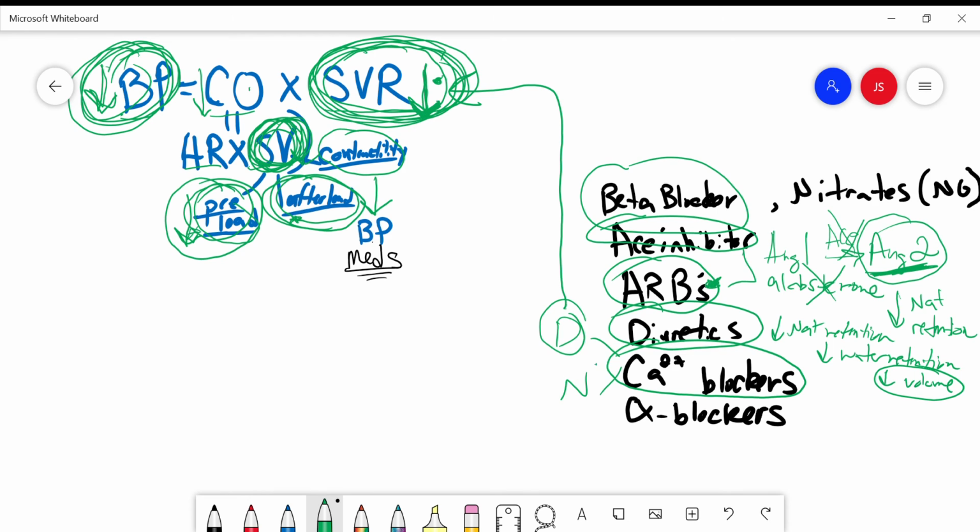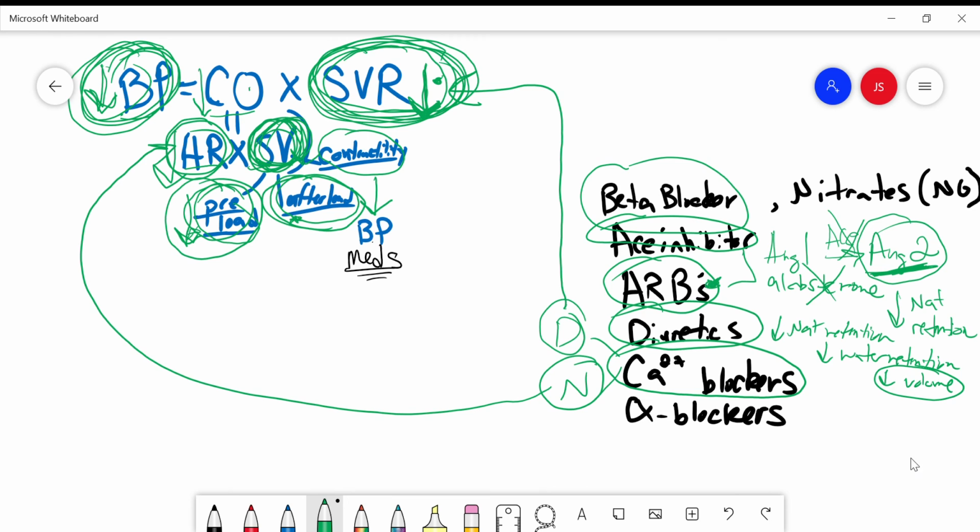If it's this kind of calcium channel blocker, a non-dihydropyridine, this is going to decrease the heart rate because there are calcium channels on the heart muscle itself. Those mainly work by decreasing heart rate. If we decrease heart rate, we decrease cardiac output. If we decrease cardiac output, we decrease blood pressure.